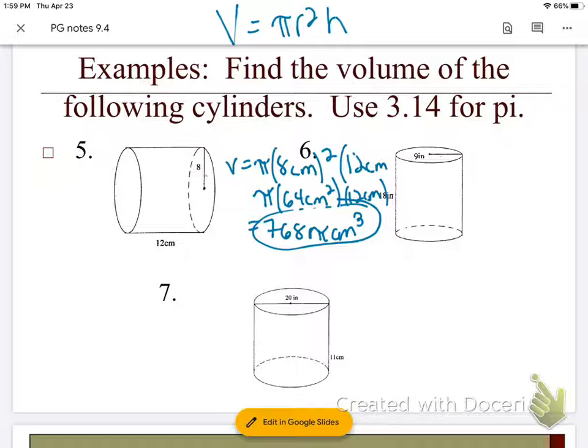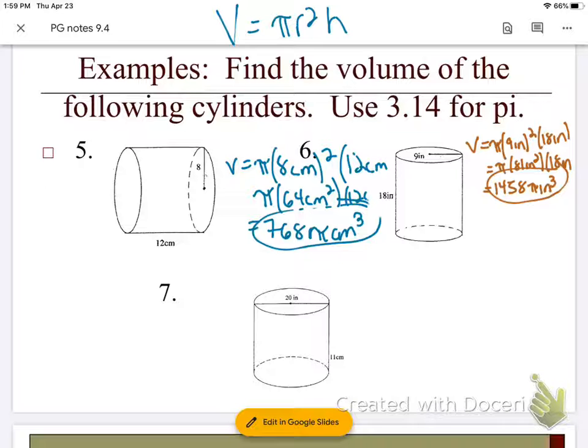Okay, our next one up. I wrote a little bit over this portion, so we end up with that same formula. So volume equals pi. My radius here is 9 inches squared times my height of 18 inches. This gives me pi times 81 inches squared times 18 inches. Okay, so 81 times 18. So I end up with 1,458 pi inches cubed.